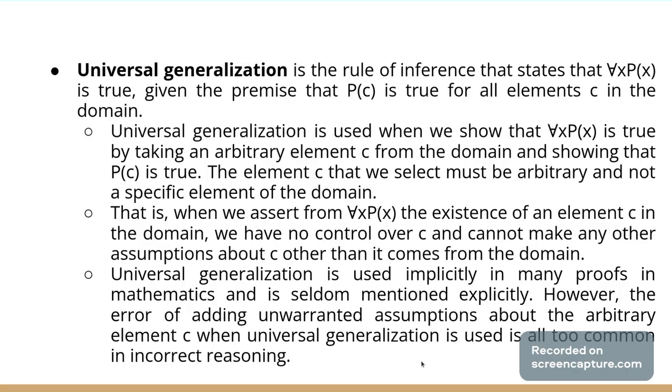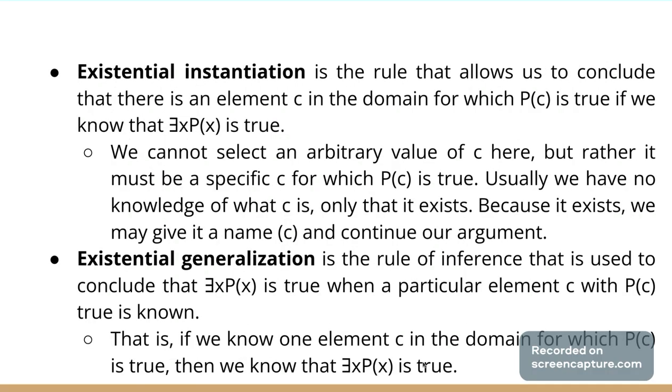So when we take an element from the domain, it should be exactly an arbitrary element in the domain. We cannot make other assumptions on that element. Okay. Now, since you know what is universal instantiation and what is universal generalization, this is easy. Now what is existential instantiation?